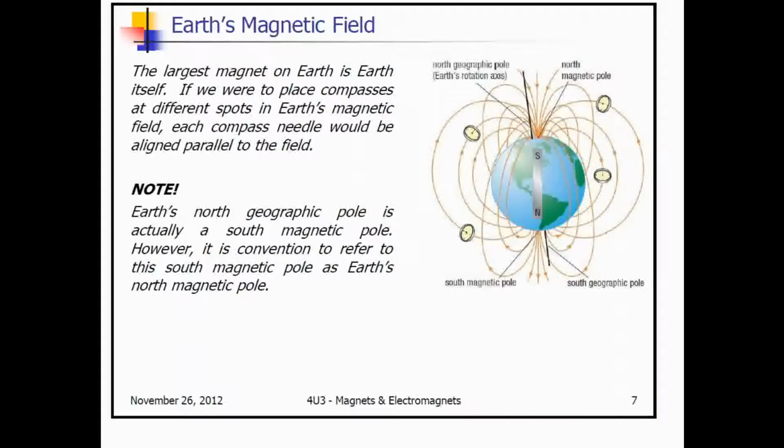But remember how our magnetic field lines point from south to north inside the magnet, north to south outside the magnet. If we're outside the magnet, we're pointing to the south. That means we're pointing to the south magnetic pole. The geographic pole would be in the north. So that's something else to consider.